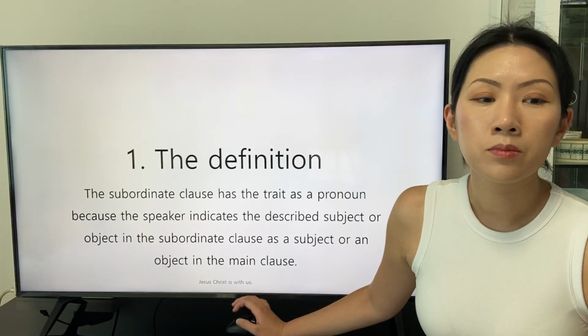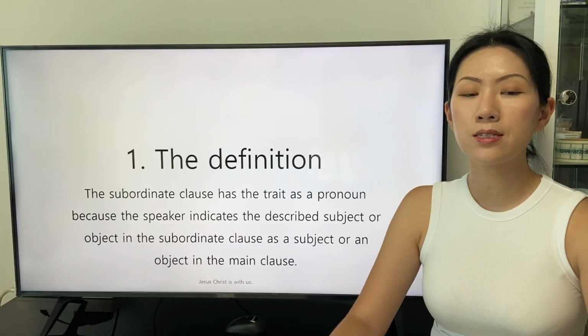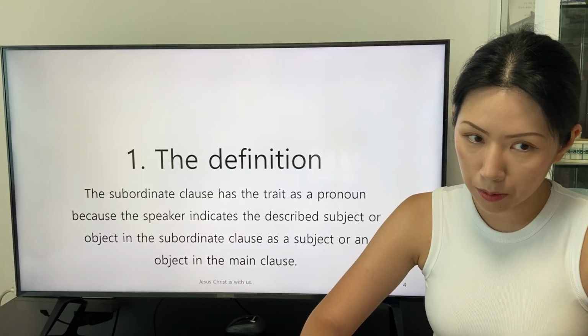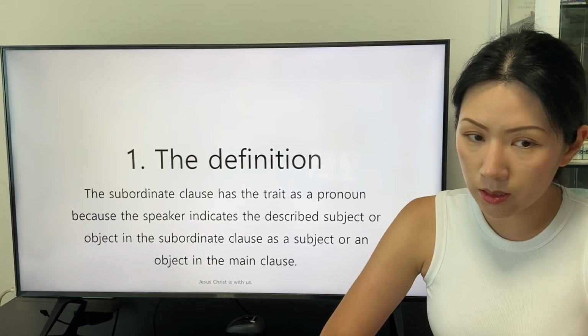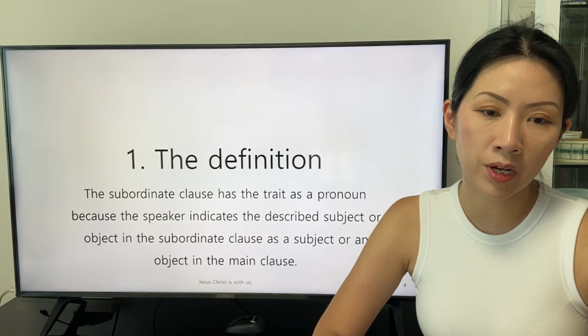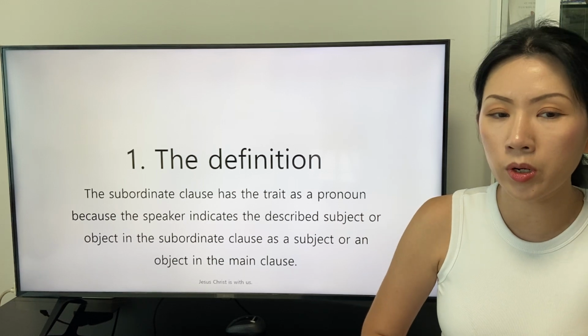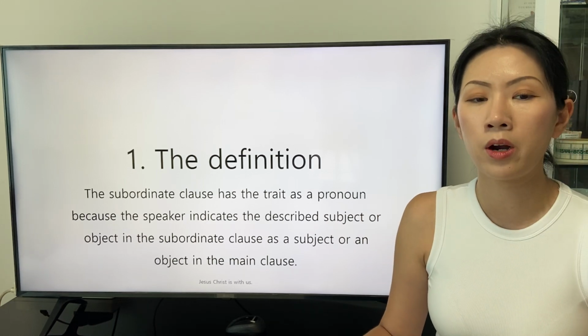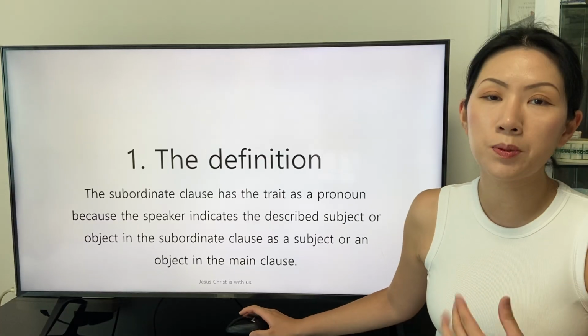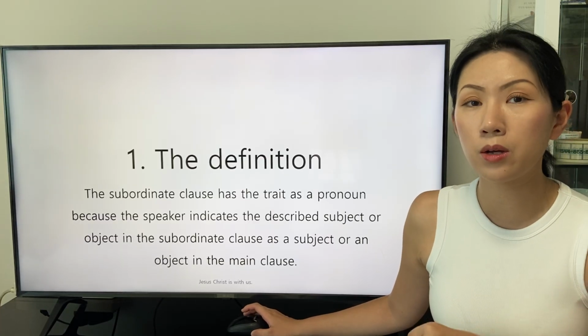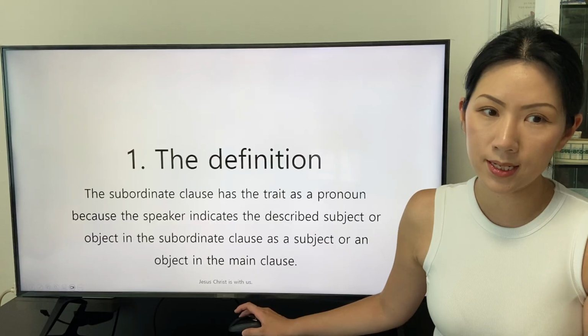Let's keep reading. The subordinate clause has the trait as a pronoun because the speaker indicates the described subject or object in the subordinate clause as a subject or an object in the main clause. This explanation is about the pronouns whose and what.